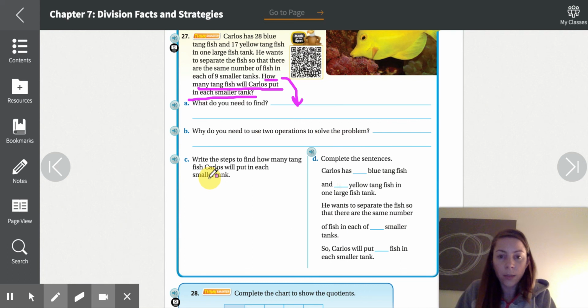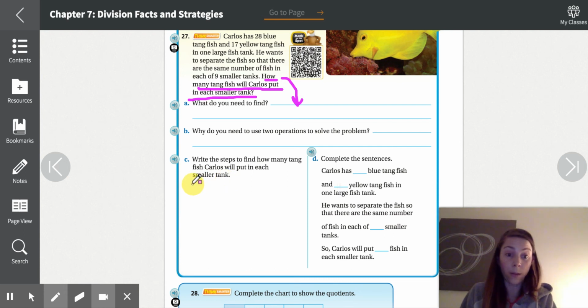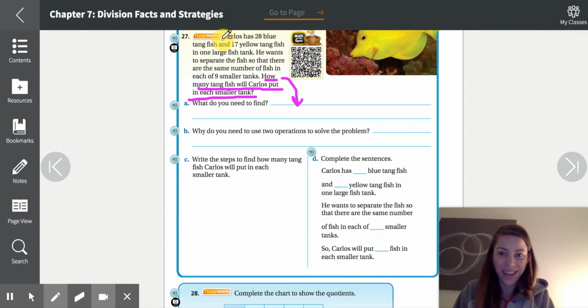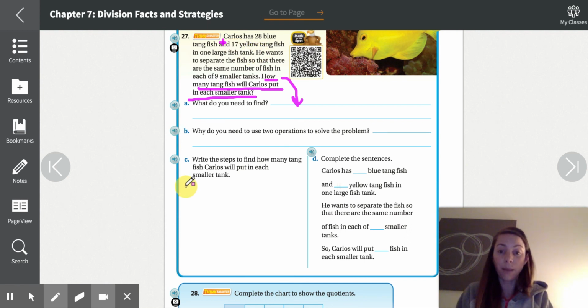All right, it says write the steps to find how many tang fish Carlos will put into each smaller tank. So basically, they're asking you, can you solve the problem now? This is a multi step problem. They already gave you a hint that it's 2 steps, but not only is it 2 steps, you have to do 2 different operations. And I kind of gave you a hint too. Up here, I see the word and. 28 blue and 17 yellow, and he has them all in one large tank, so that means we have to combine them. So 28 plus 17.